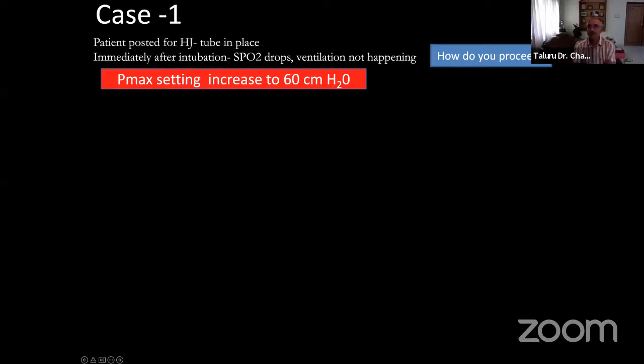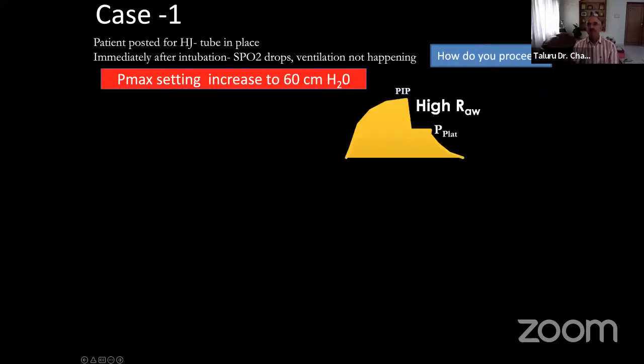Okay, PIP plot. How do you get inspiratory hold? PIP plot done. I'm happy. So now you get a thing like this. Put the chat box here. Okay. So P plot is there.